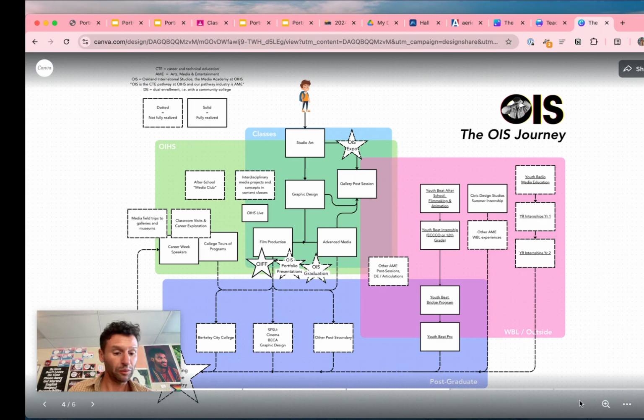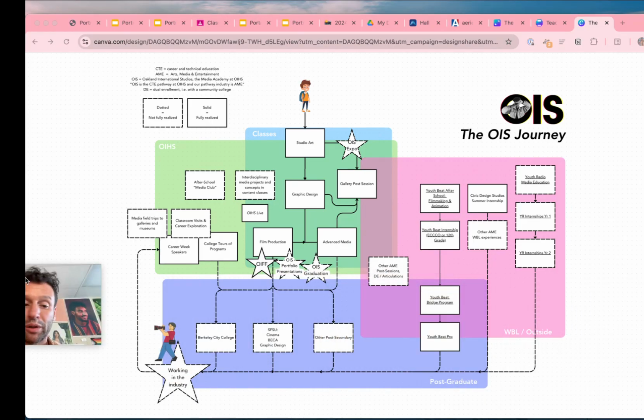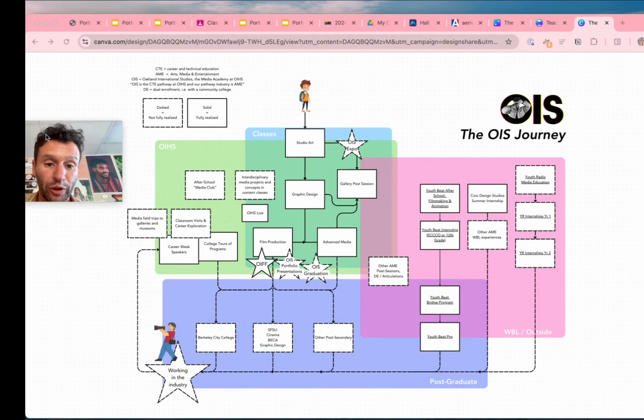The last thing I want to show, maybe I have two more. We'll stick to two more. Here is a map of the Oakland International Studios journey. I'm not going to narrate it quite, but you can see that right here are things that are happening within the building, from our core pathway classes to some experiences. These are things that are happening within the school. Pink is outside work-based learning experiences, and purple are postgraduate experiences. All of this leading down to working in the industry and coming back to school to talk about it.